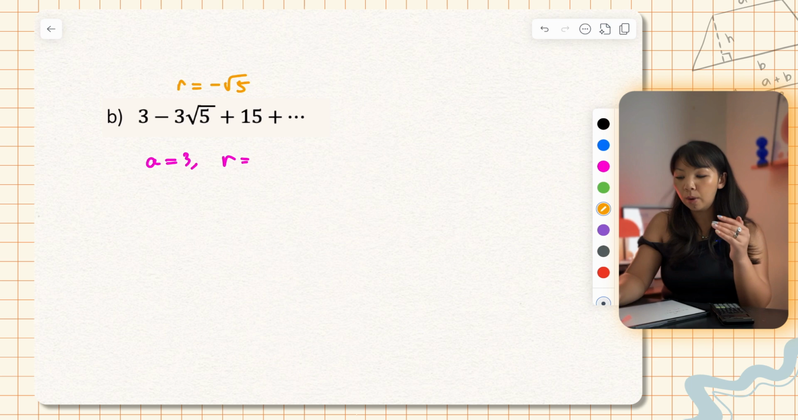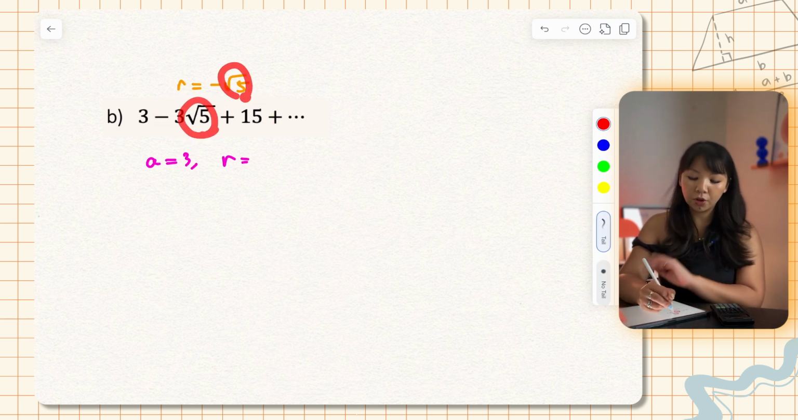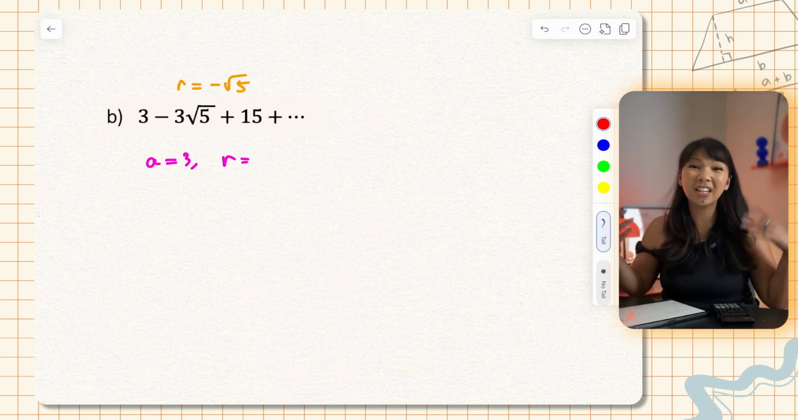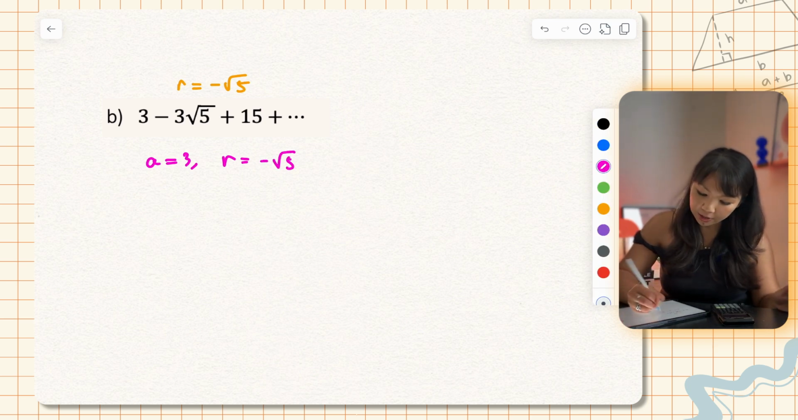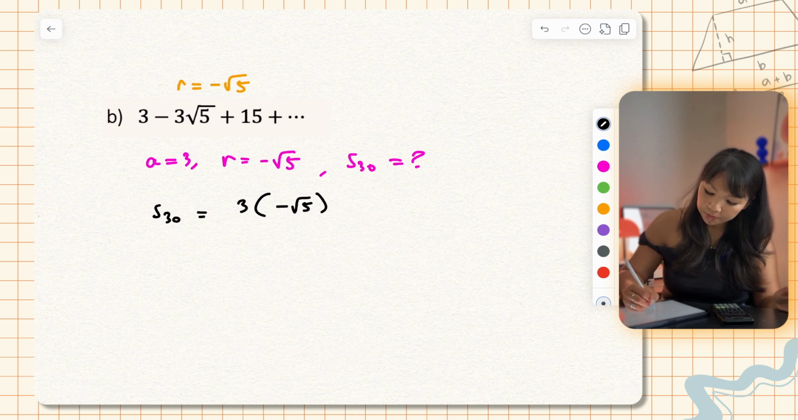How we're able to go from a surd and back to a whole number is because when these two surds, root 5 and root 5, multiply each other, the square root goes away and it just becomes a 5, which makes sense because 3 times 5 is 15. All right, so that means our common ratio is negative root 5 and we're looking for S30. So S30 equals a bracket r to the power of n minus 1 over r minus 1.